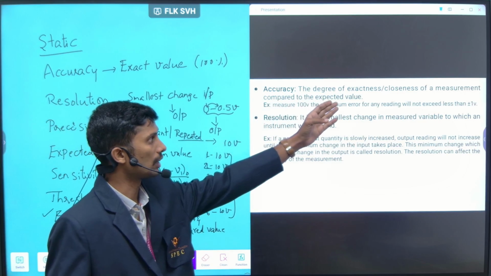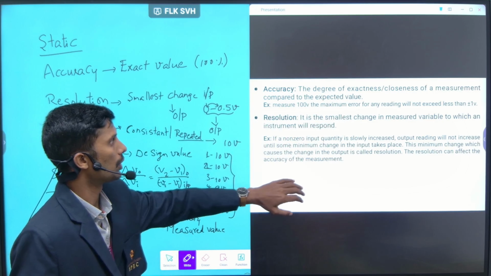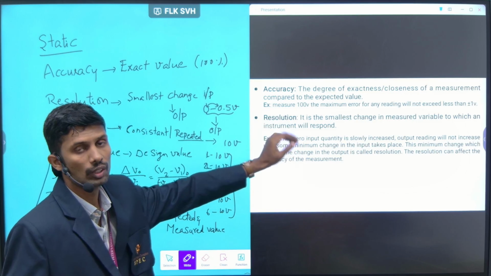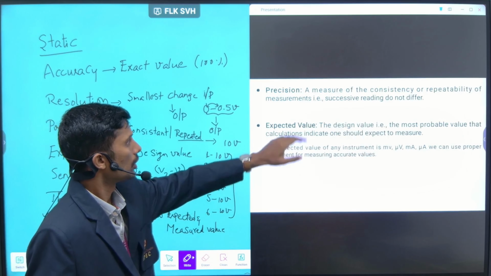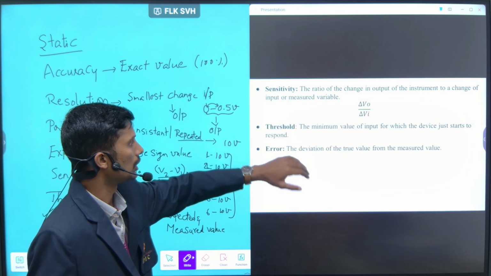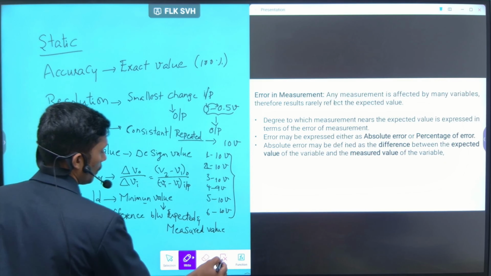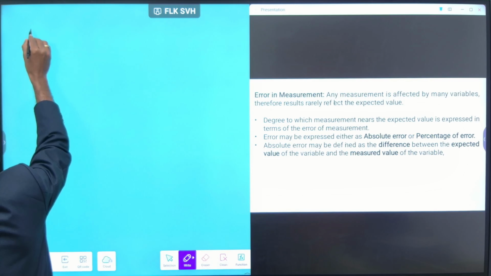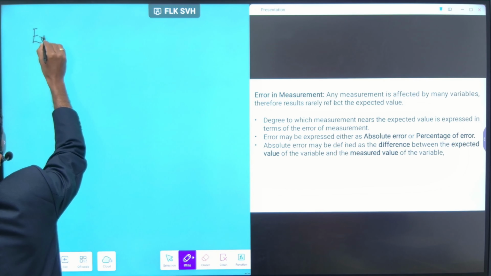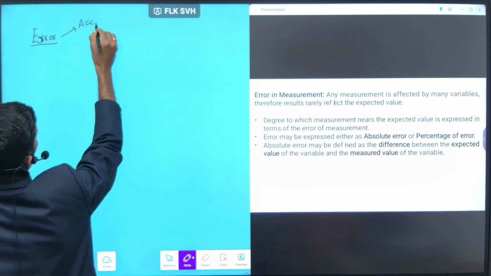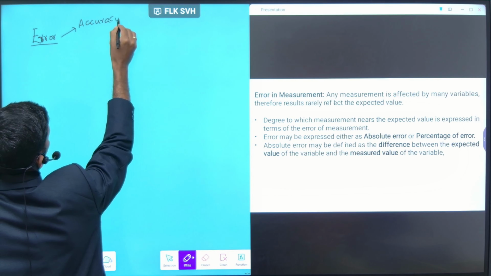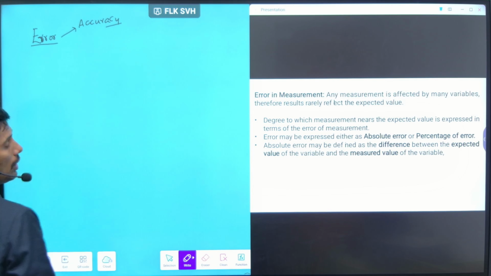Accuracy: the degree of exactness or closeness of a measurement compared to the expected value. Next are resolution, precision, expected value, sensitivity, threshold, and error. Here the main one is the error. Based on the error only we can measure the accuracy value. How can we measure the accuracy value based on the error?